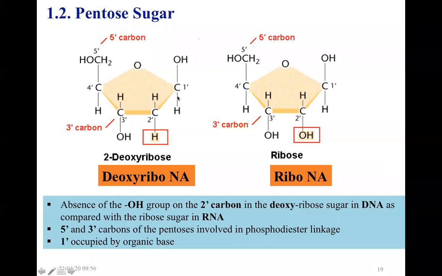And what about the first carbon atom of the sugar? To this first carbon atom of the ribose sugar or deoxyribose sugar, the organic base or the nucleotides will bind, whether it is A, T, G, C, or in case of RNA, it could be A, U, G, C. So I hope you are clear about the pentose sugar which is present in DNA and RNA. The only difference is the 2' carbon atom has OH group in case of RNA, whereas OH group is missing in the DNA backbone, that is pentose sugar.